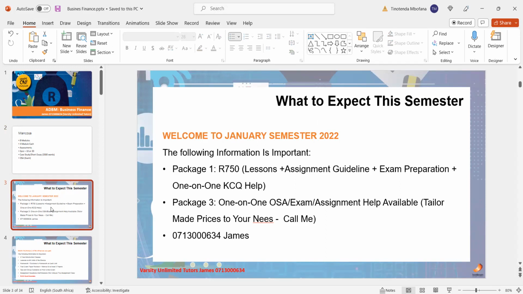So for the month of February, starting from today up until the end of February, there will be free classes. The free classes will be for business finance, marketing, management principles, and economics. I think there will be 2 for business finance, 2 for marketing, and 1 for management and 1 for economics. So you are going to get some free classes, which you can freely attend without making any payments, so that you can also judge whether you like the tutor or not.